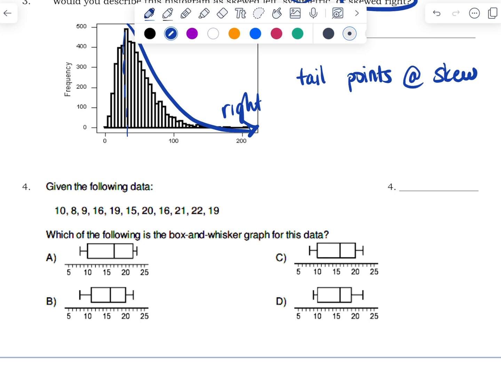All right, next problem that we're going to take a look at. So you've been given a set of data, all right? Now, I'm not going to go through the whole calculator process. What I'm going to remind you of is, see how this says that you're looking at box and whisker plots?